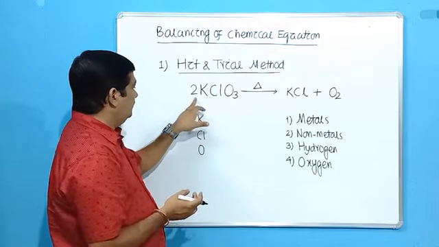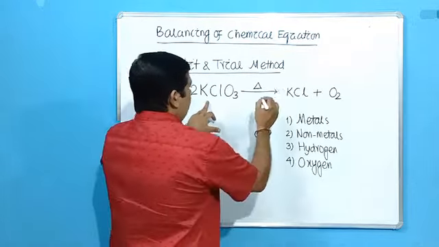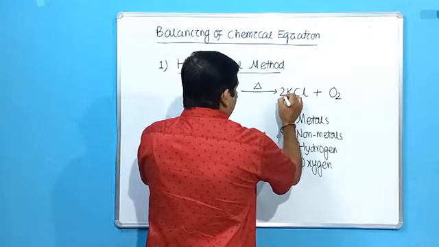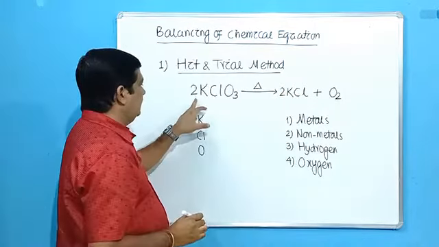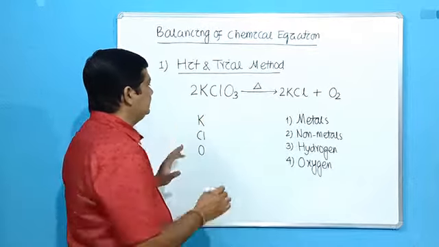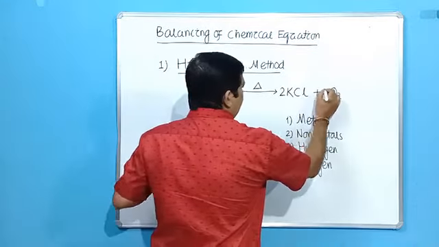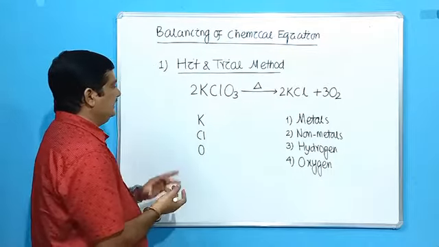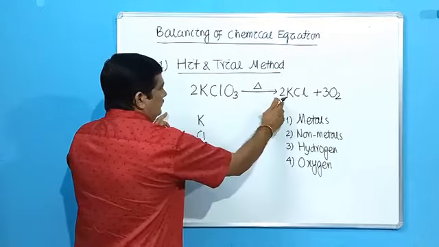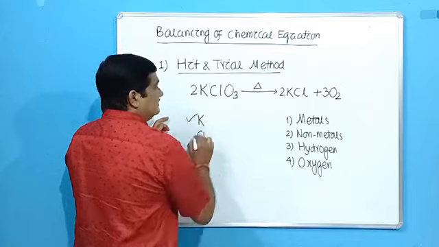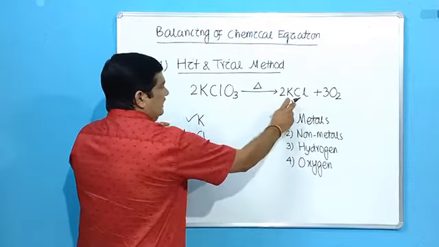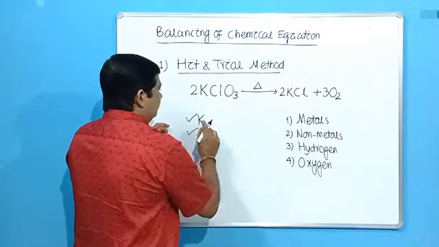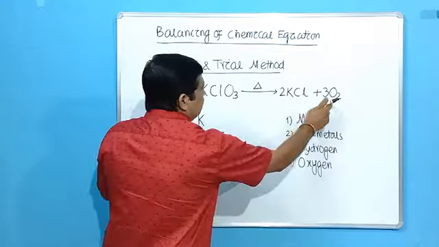Okay. Now K becomes 2, so we have to multiply it with 2. Now 2 KCl, 2 KCl balanced, then it becomes 6. So we will multiply 3 here. Now we will cross check. K 2 this side, 2 this side. That means K is balanced. Cl 2 Cl, 2 Cl. Cl is balanced. Oxygen 6 here, 6 here.